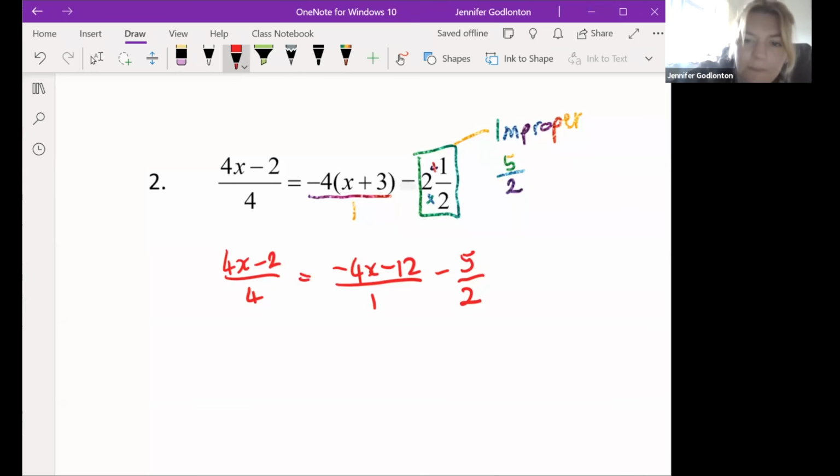Sorry, ma'am, can I solve this one? Of course. Please solve this one. So I'm guessing we turn everything into the same denominator. What would our common denominator be? 4. Okay. So for the first one, it would be times 1, which means the denominator doesn't change.